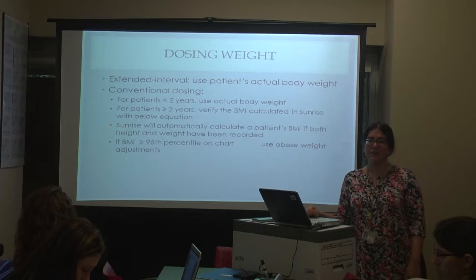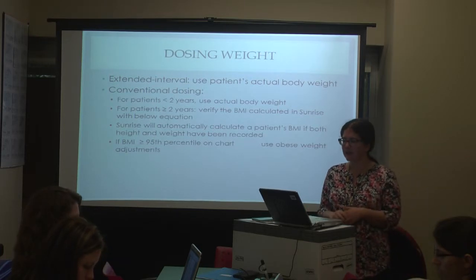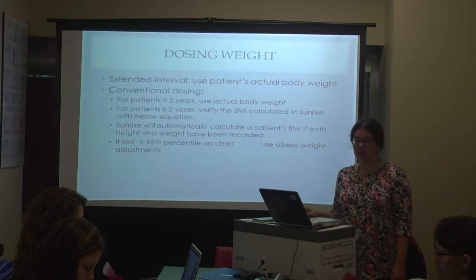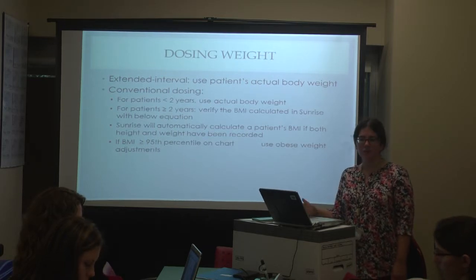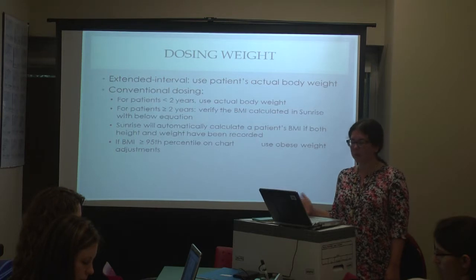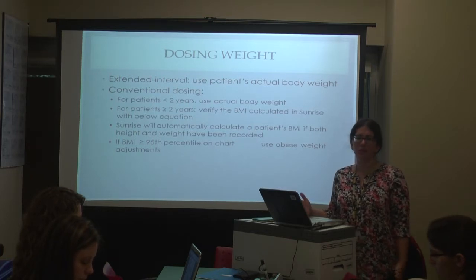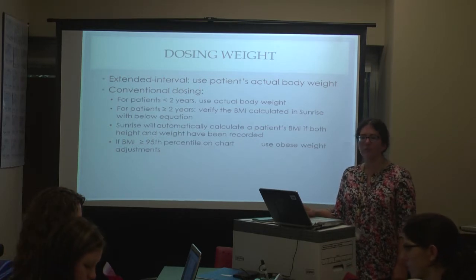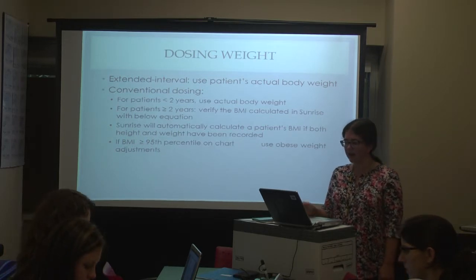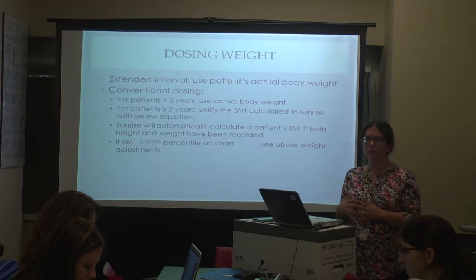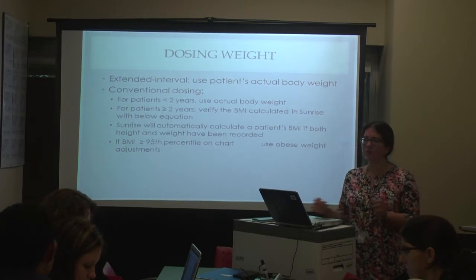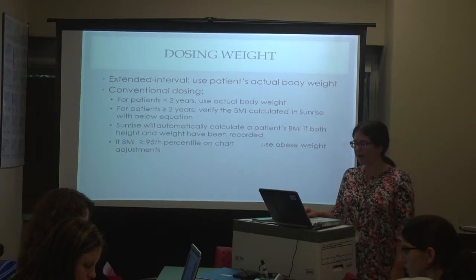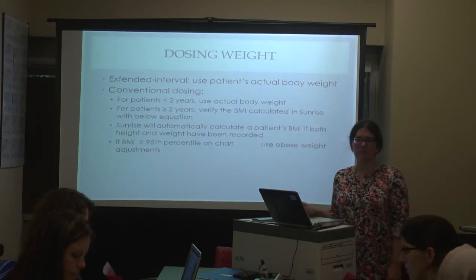So the next thing we need to think about when dosing our patients is what dosing weight we're going to use. For extended interval, you actually just use the patient's actual body weight. But for conventional dosing, you need to consider whether the patient is obese or not. For patients less than 2, we use the actual body weight for all of those patients. For patients who are 2 and greater, we need to verify the BMI and sex. And then there's a table in the protocol that will show you which patients fall at or above the 95th percentile for the BMI. And then we want to use adjustments for those patients.